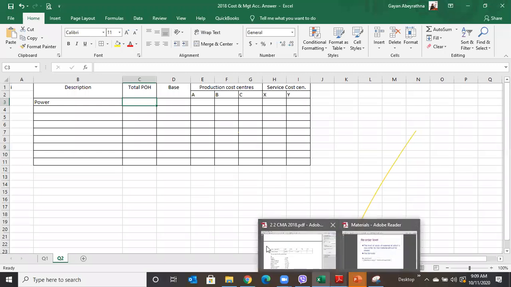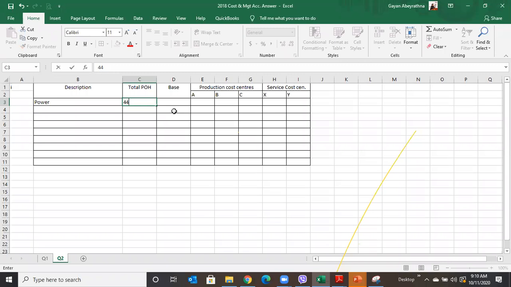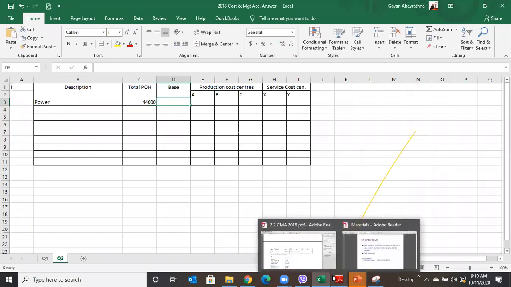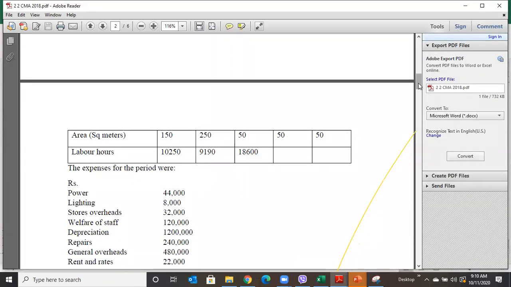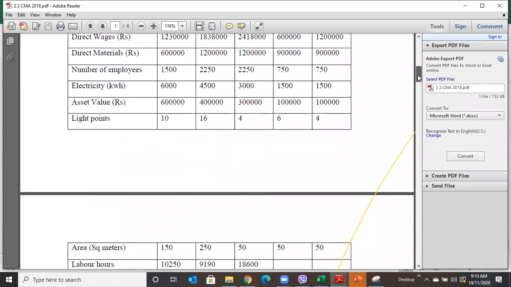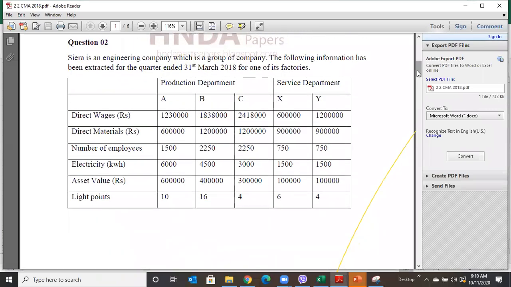Total cost has been given, 44,000. In case of distributing this overhead cost within our cost centers, we are having 3 production cost centers and the 2 service cost centers.